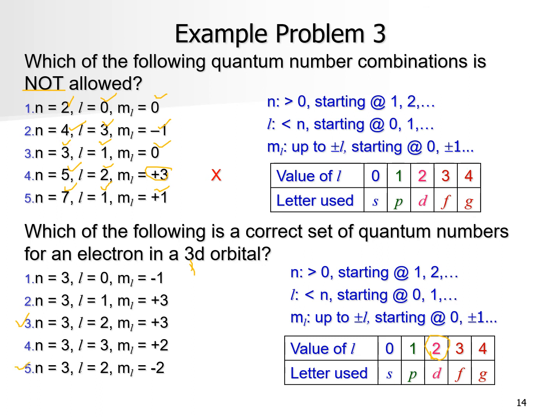So that kicks away numbers 1, 2, and 4. They're not good. And between 3 and 4, we find that M sub L has a value greater than L itself, so that is wrong. So that makes choice number 5 the correct answer.